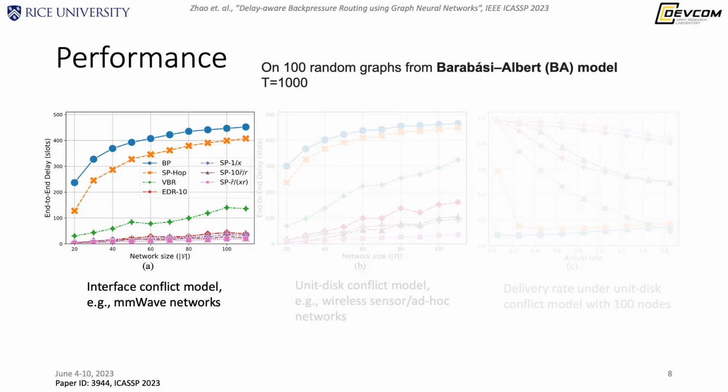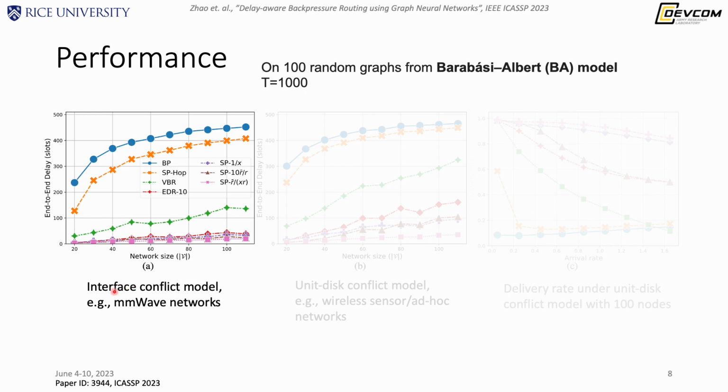Let's look at the test results. We run the simulation for test on 100 random graphs from the BA model, and the number of time steps is 1000. We compare our approach with vanilla backpressure and other biased backpressure based on hop count distance, and also with access to the link rate. Our approach performs better than those benchmarks given the same access to information.